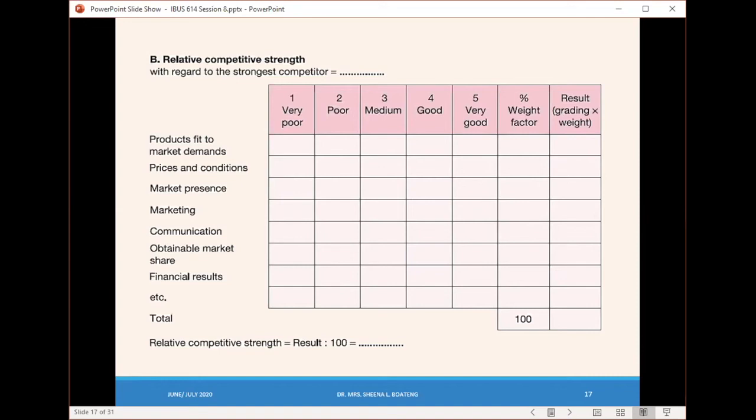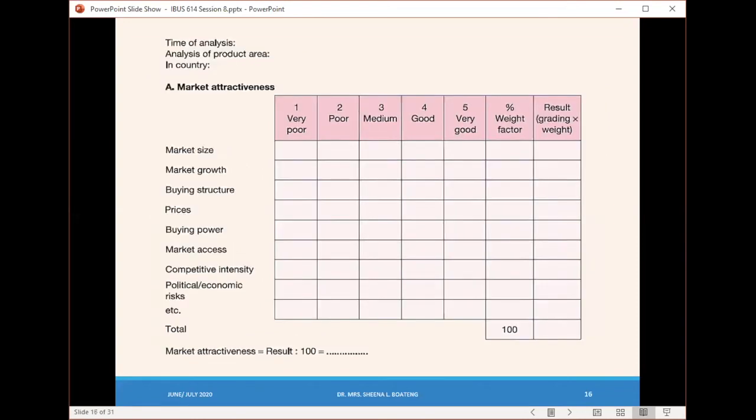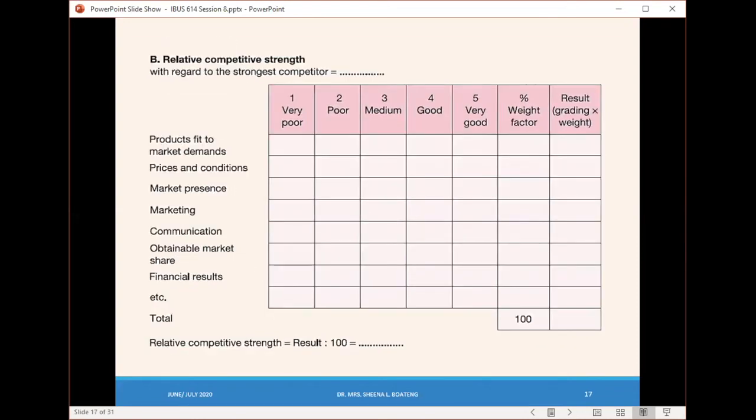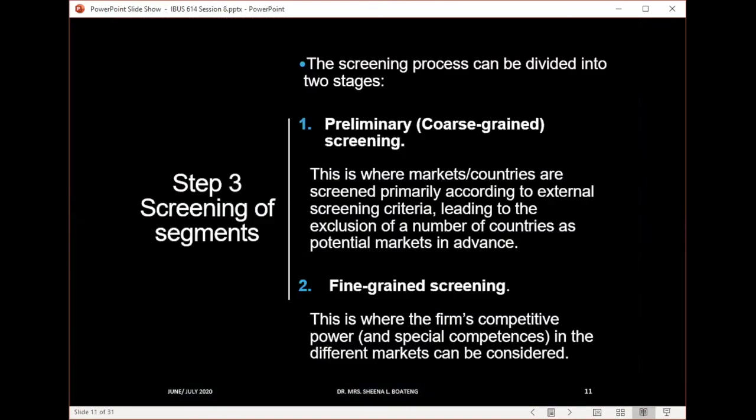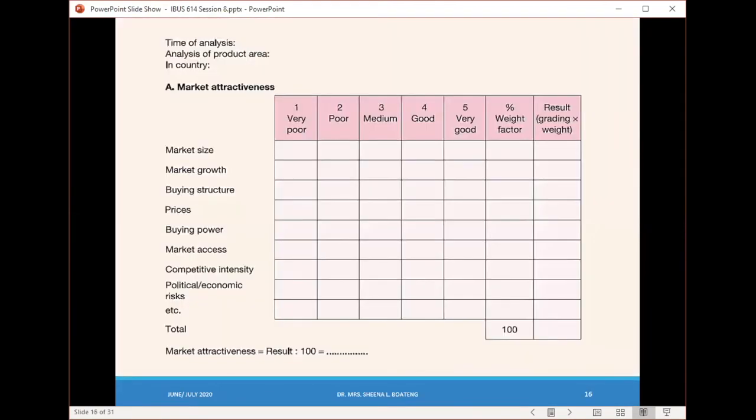So by the time you finish this, you can be able to tell whether the market is attractive enough for you to pursue and whether or not you have the strength to compete with the level of competition that already exists in the market, should you decide to select that market. And that is what brings us to the end of step 3, which involves the screening of the segments.